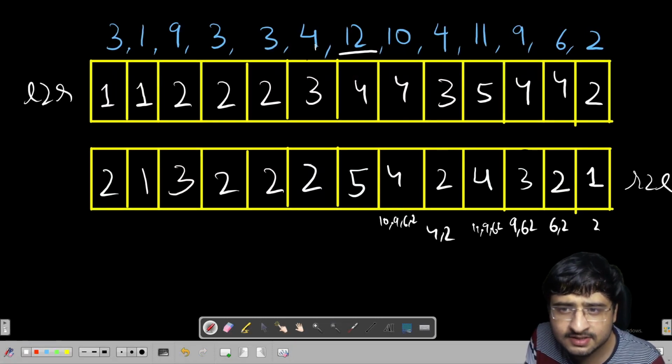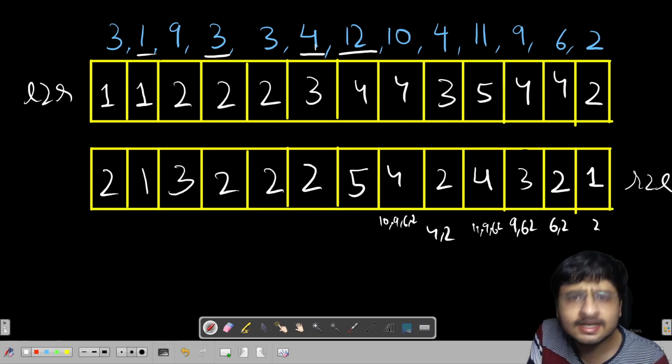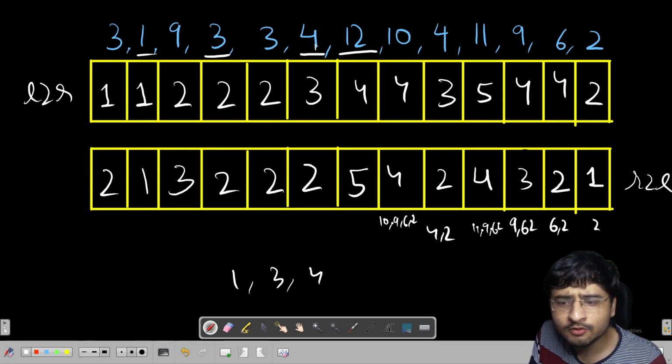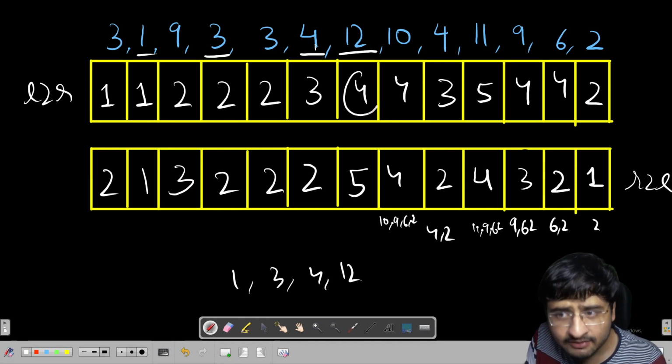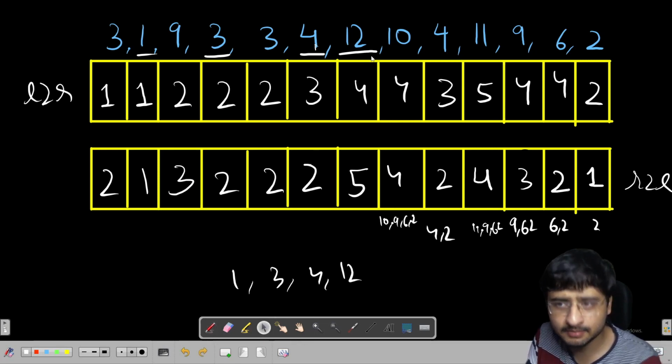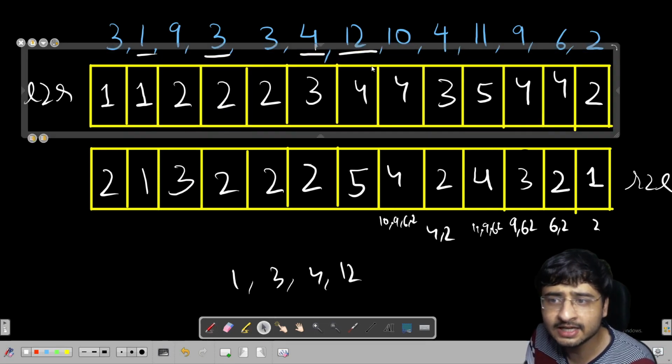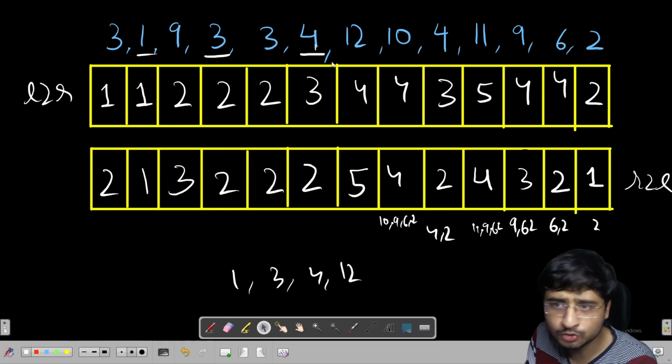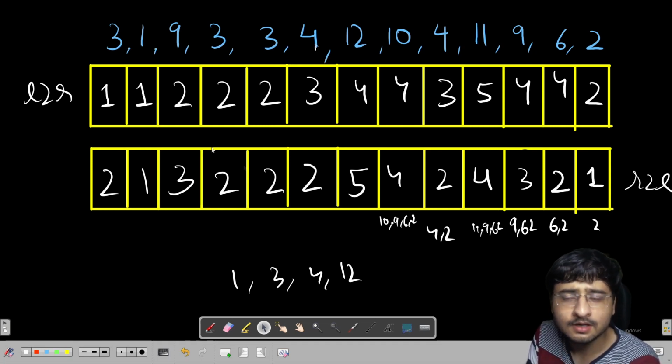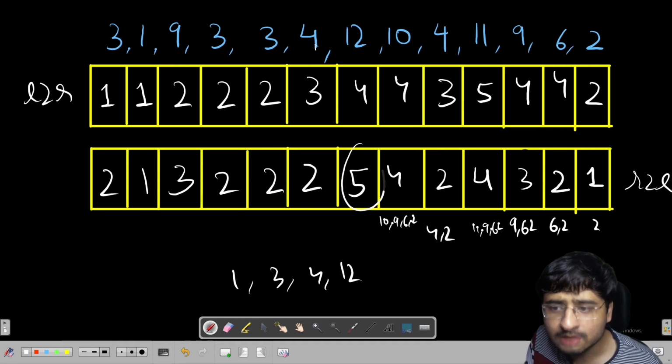So let's say 12 is making this kind of thing. Let's say 1, 3, 4, 12. That's why I've written 4 here, because 12 is saying that the longest increasing subsequence which is ending at me is of length 4. This is what 12 is saying. Okay. All right. But on this index, 12 is saying what?